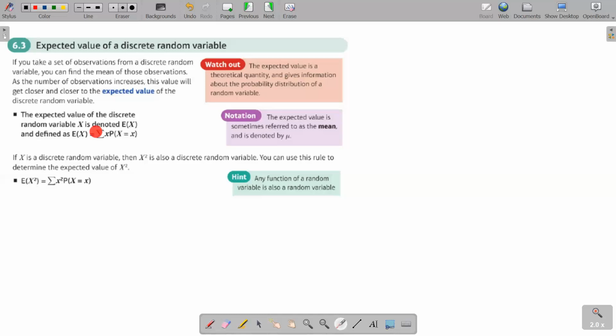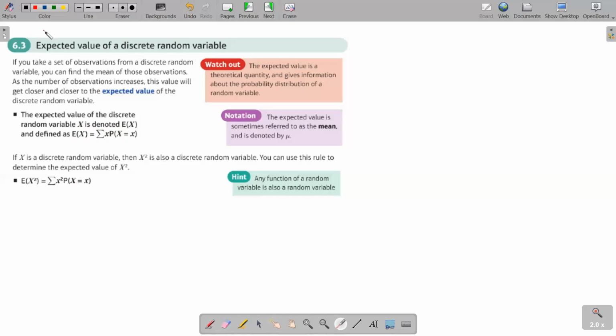So the expected value of the discrete random variable X is denoted officially with the notation E(X). Can you see? Inside, capital E, and inside you write capital X, the random variable. E(X) is defined as E(X) equals the summation of x times, what have we done? We have taken the summation of the product of x into the probability. So what is the expected value? The summation of x times the probability of that particular x.